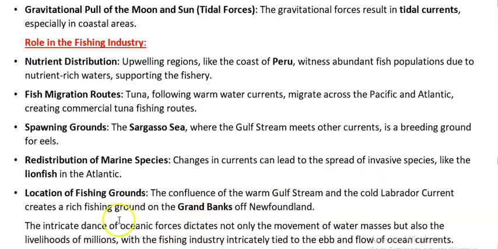So you say that the intricate dance, intricate means what? Very complex, unexpected type of movement of ocean water. It determines not only the movement of water masses but also the livelihood of millions by creating the fishing industry and its associated things. So with that we will be winding up.